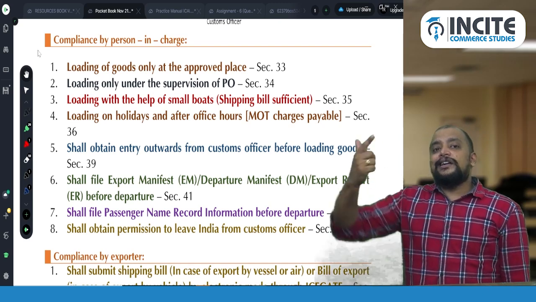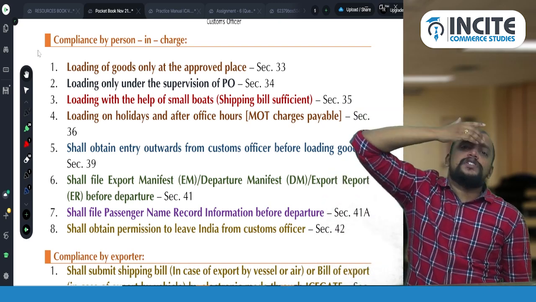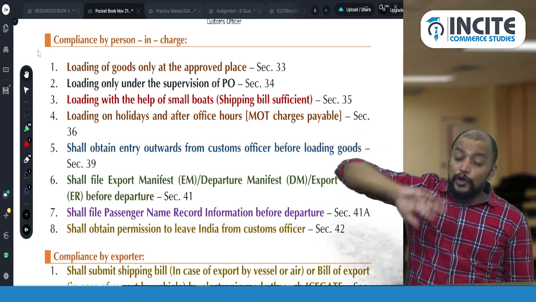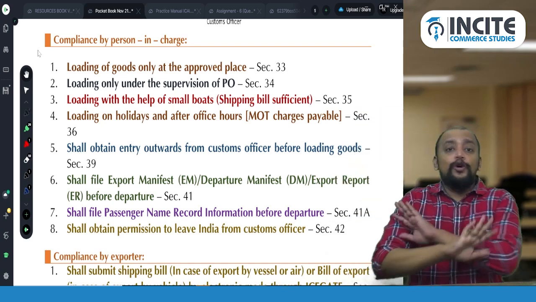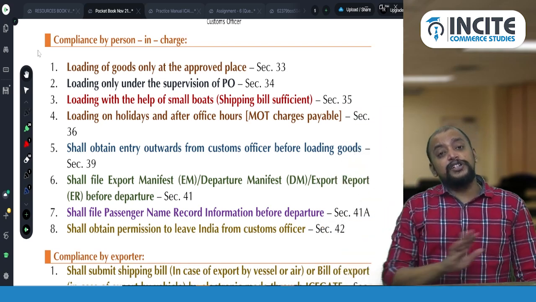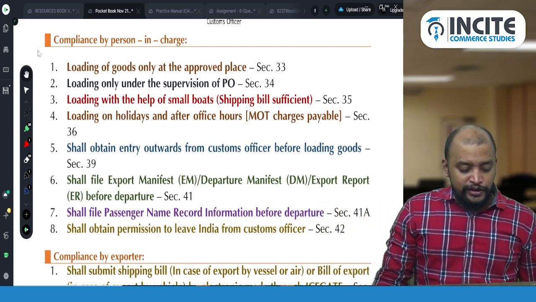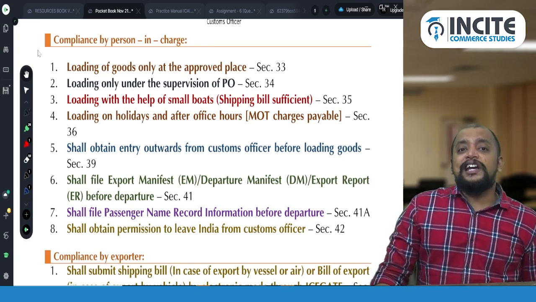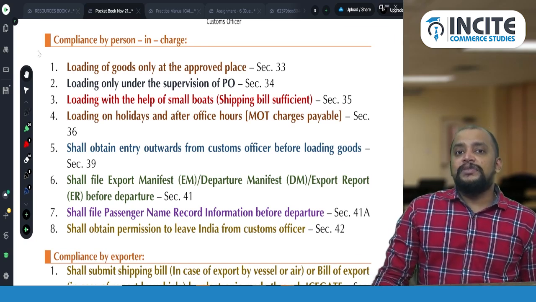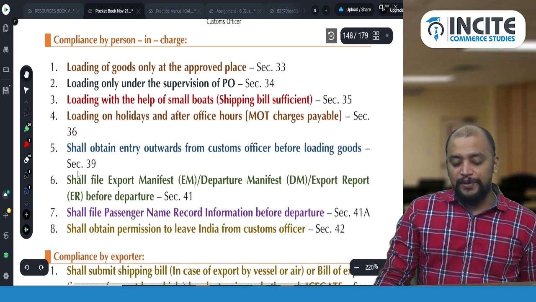And there, for unloading with the help of small boats, boat note is required. Here, for loading with the help of small boats, boat note is not required, because shipping bill is sufficient. And if the loading takes place on holidays, then merchant overtime charges are payable.